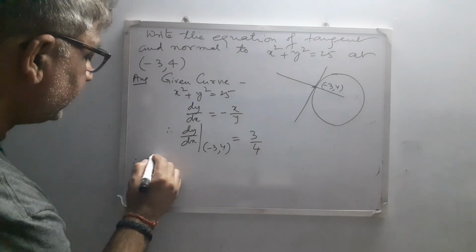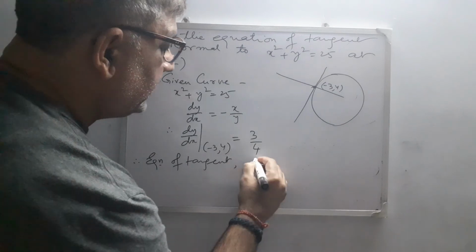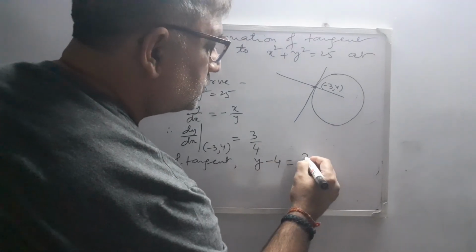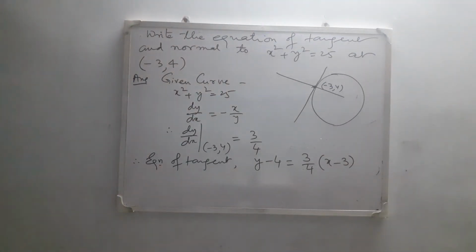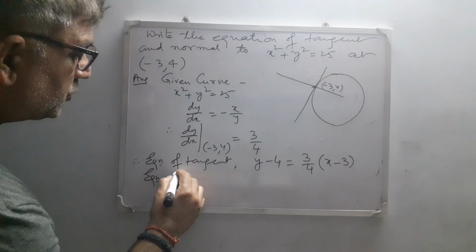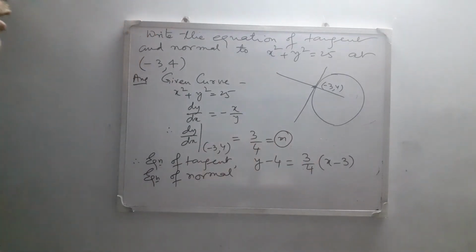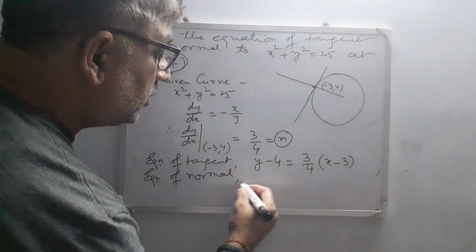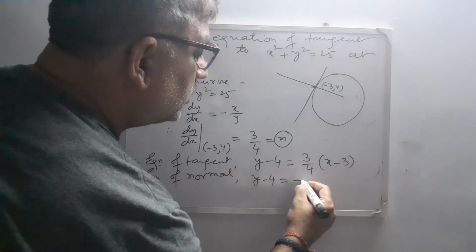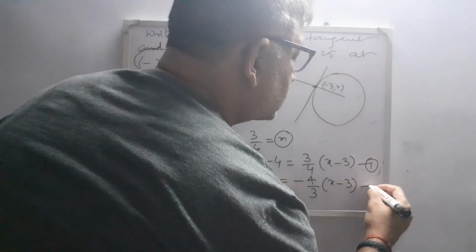Therefore the equation of tangent is y - 4 = (3/4)(x + 3). This works as m for slope, and this point works as (x1, y1). That's why we have taken y - y1 = m(x - x1). And now the equation of normal is y - 4 = -(4/3)(x + 3). This is number 1, this is number 2.